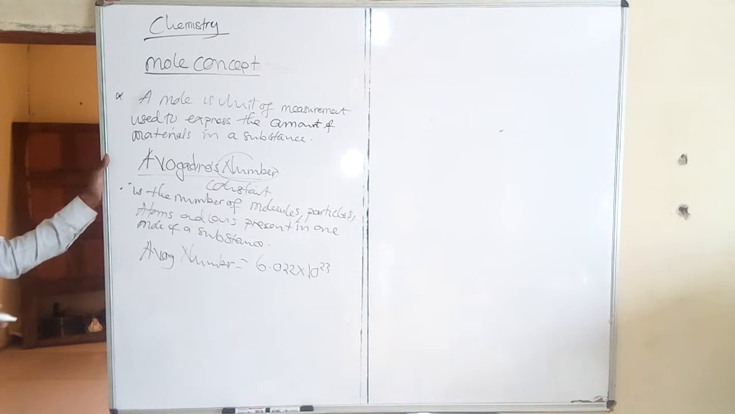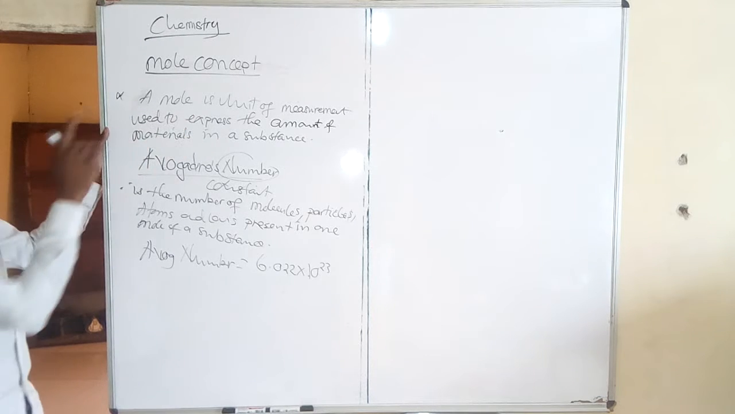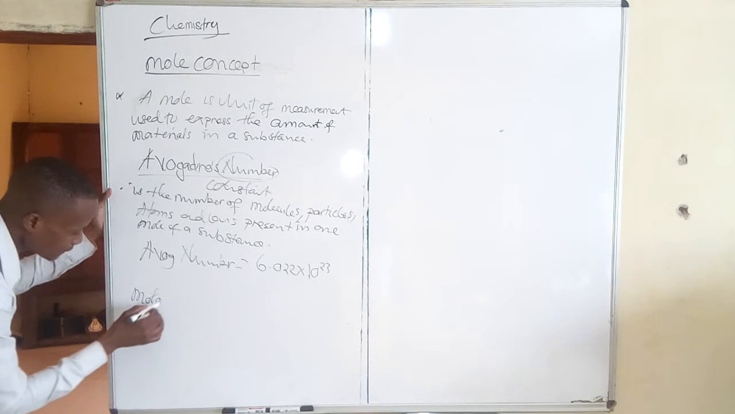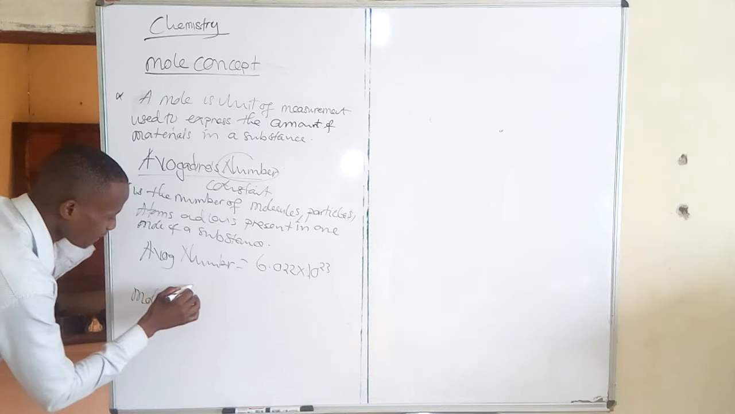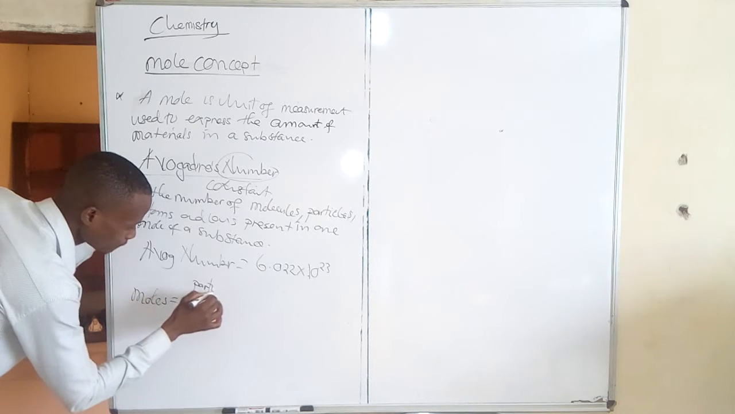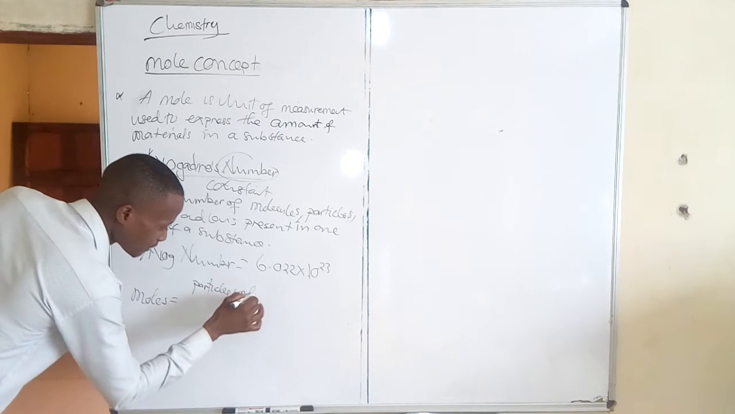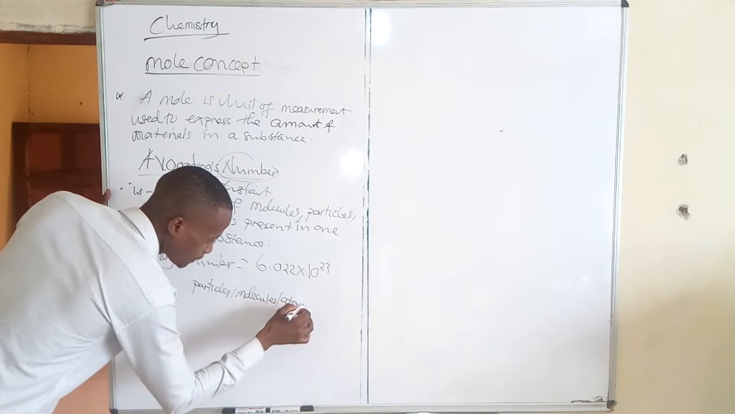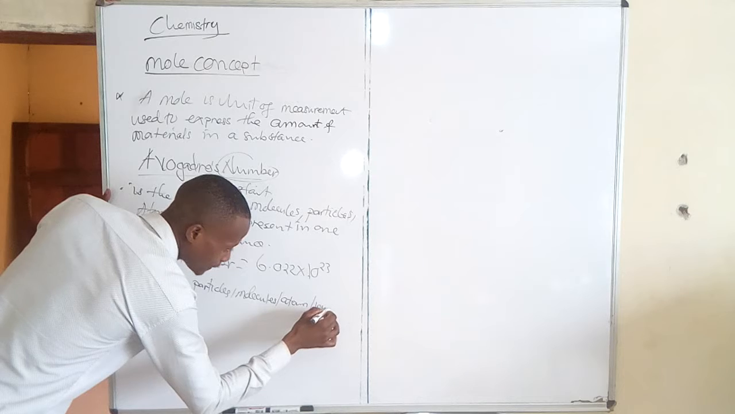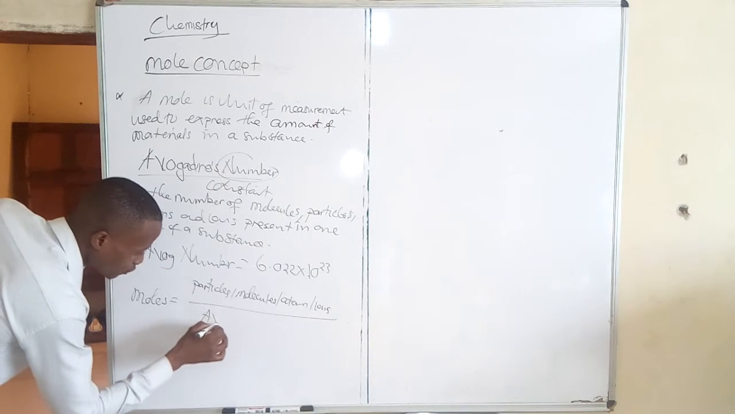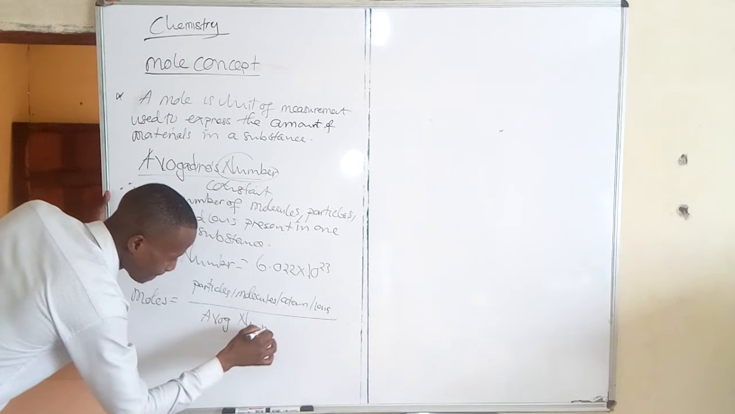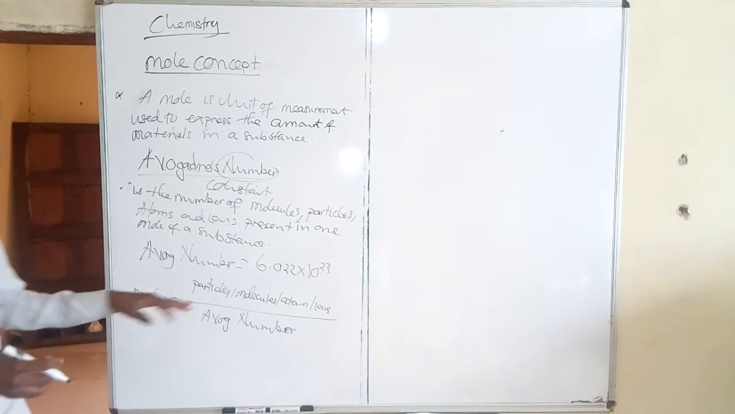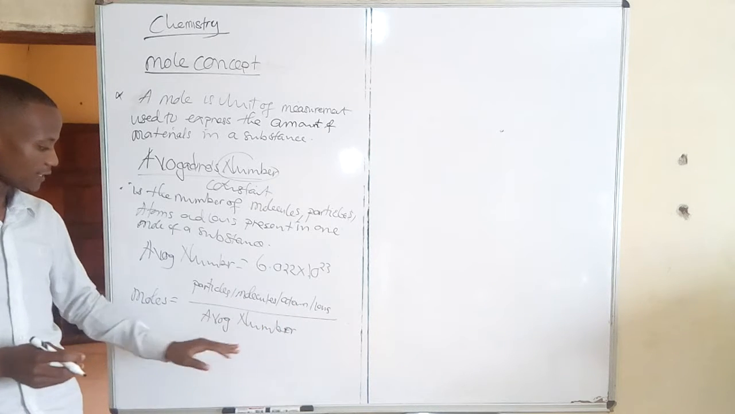Now, when using Avogadro's number and we want to find the number of moles, the formula which is used is the number of moles is equal to the number of particles. If I've been given molecules, use the word molecules. If I've been given atoms, use the word atoms. If I've been given ions, use the word ions, over Avogadro's number.